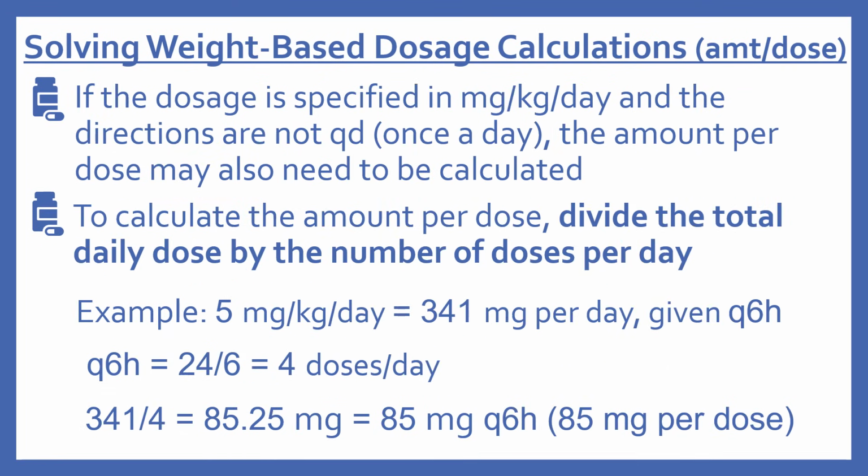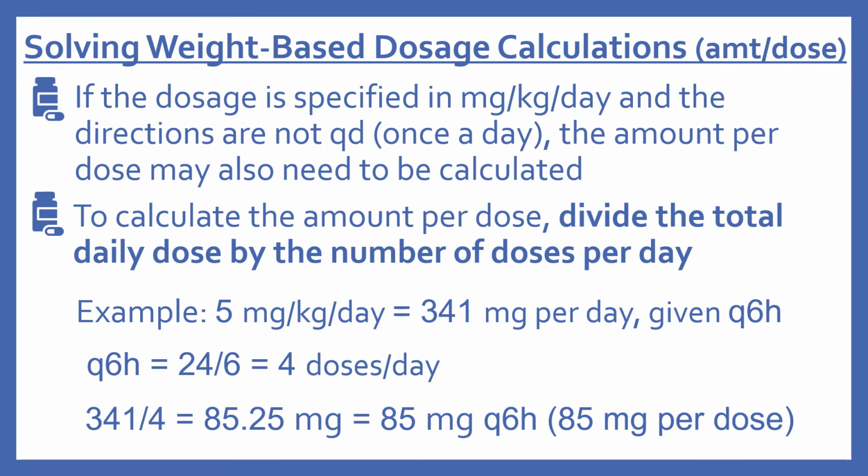So if the dosage is specified in milligrams per kilogram per day and the directions are not QD, that's once a day, then the amount per dose may also need to be calculated. So to calculate the amount per dose, divide the total daily dose by the number of doses per day. So we'll continue with our example. We have 5 milligrams per kilogram per day, and that equaled 341 milligrams per day, and we'll say that's given Q6 hours. Q6H is every 6 hours.